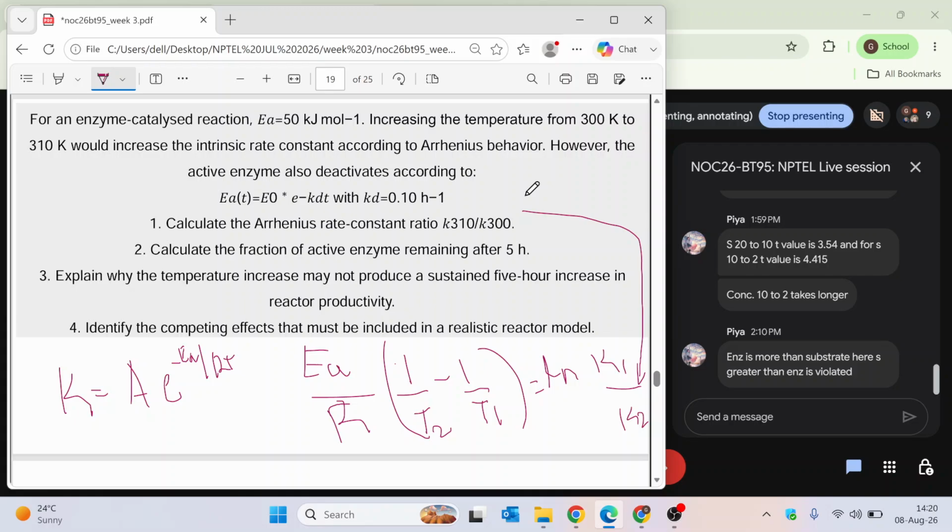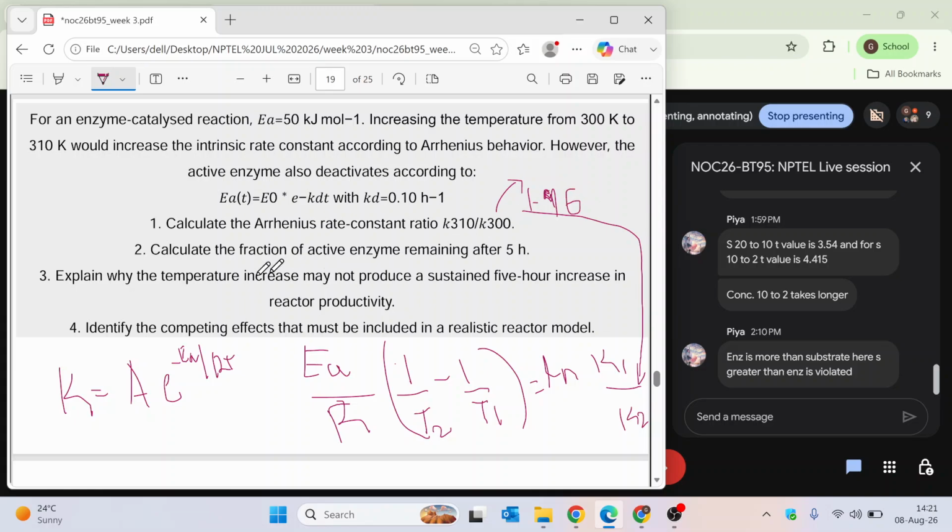Okay, because we are near the end of the session, I will just explain the answer for this question right away now. When you substitute, you have the Ea value given in kilojoules per mole. In that case, what R you have to take. When you substitute, your ratio is going to be 1.96. I hope you all end up getting this value after your calculation, but yeah, it is 1.96.